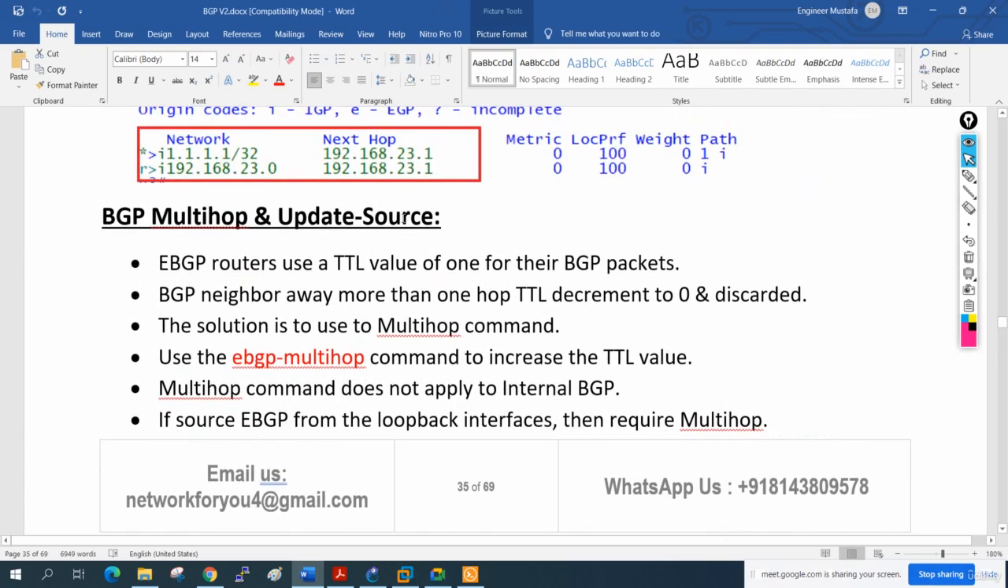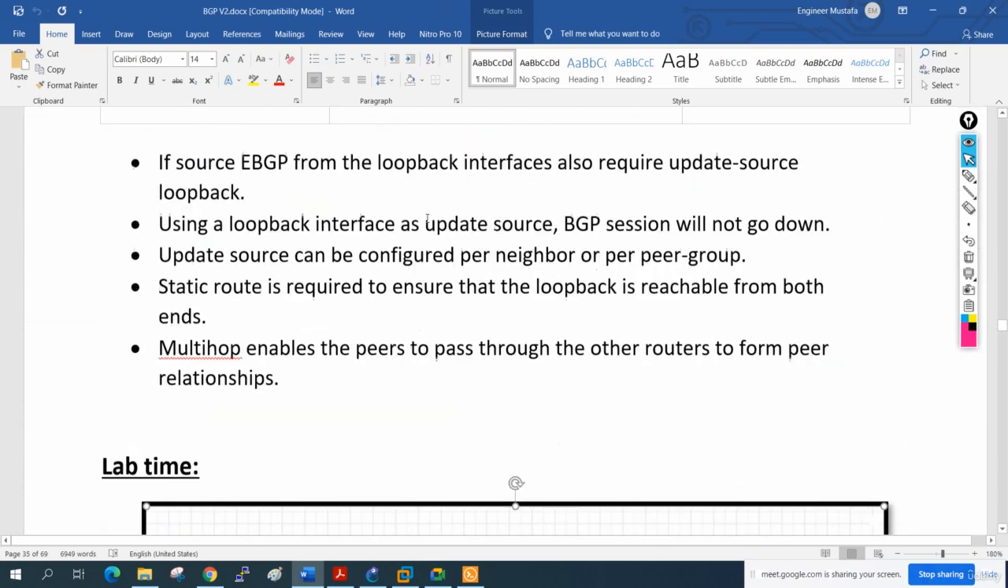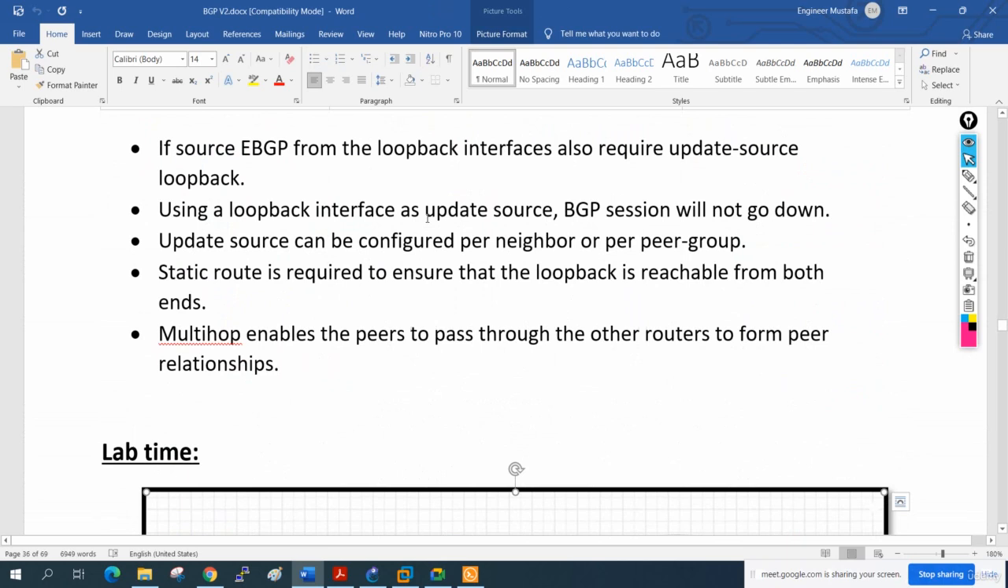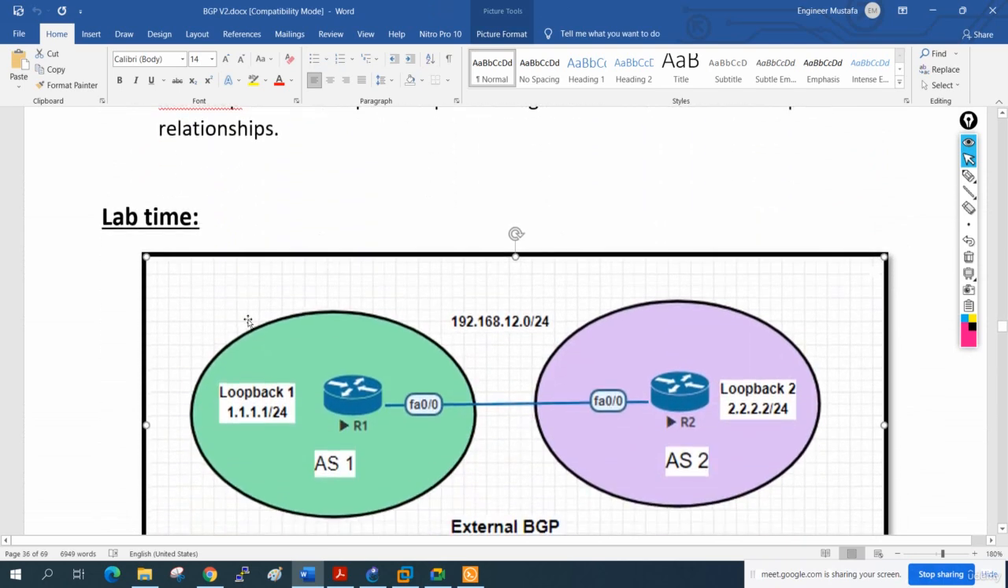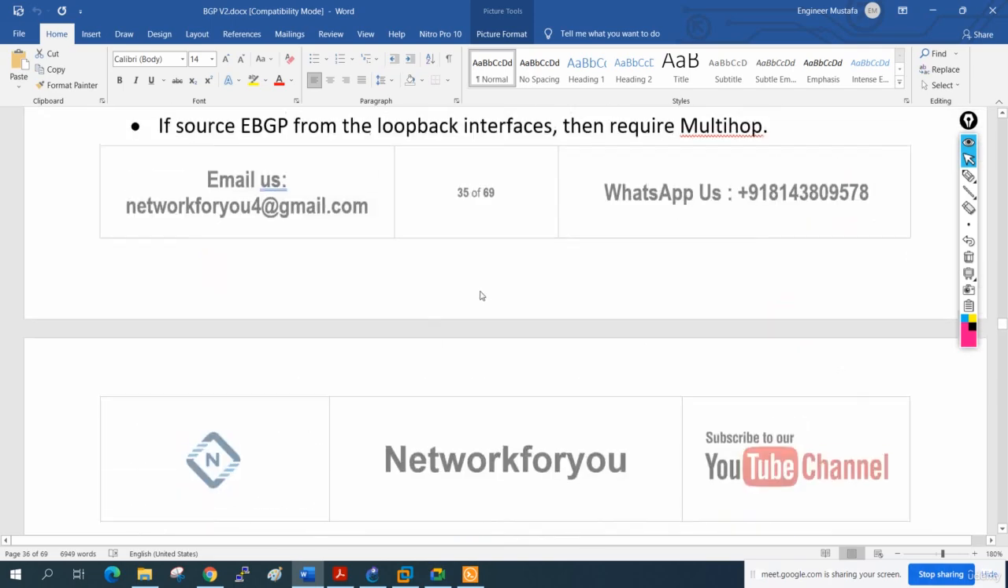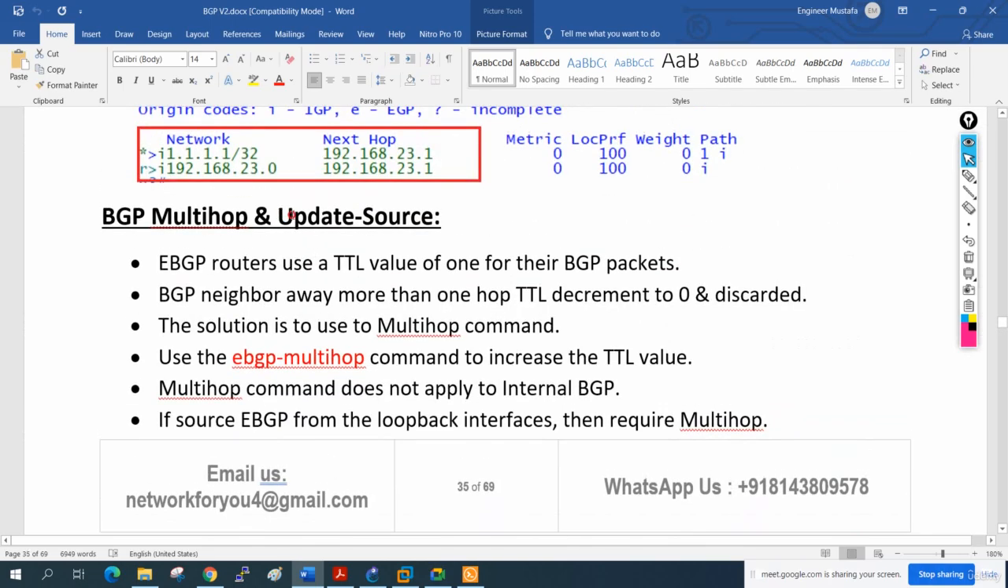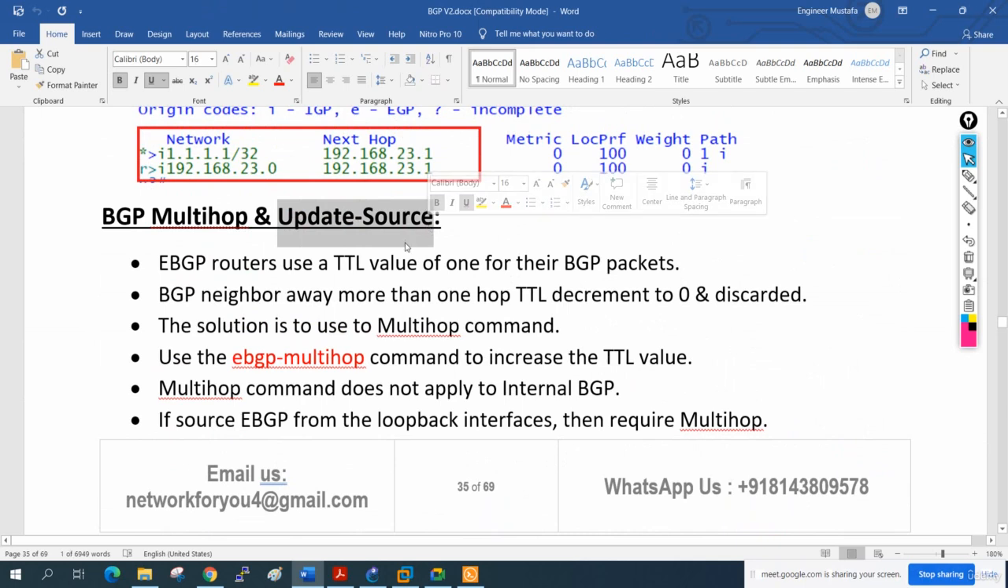And what about loopback? Update source. We use update source to say that make the neighborship from the loopback. If we did not run that command, it is going to look at the physical interface. So for that purpose, we need to use the update source, and we need to write loopback, whatever loopback number we have here. And same thing, when we are standing here, we need to say neighbor update source loopback 2. So we need this command, update source loopback, when we are making the neighborship from the loopback.